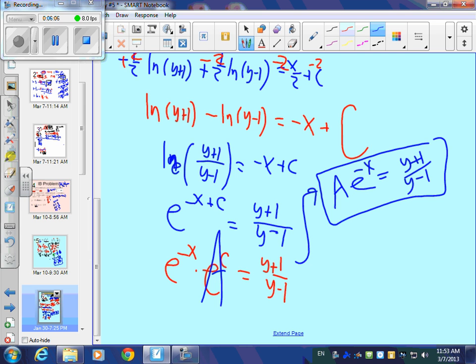That looked like a pretty easy separation of variables problem, didn't it? But it got pretty messy. That's separation of variables where you have to use partial fractions.